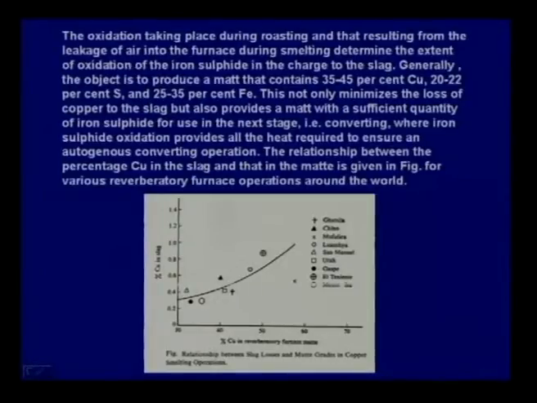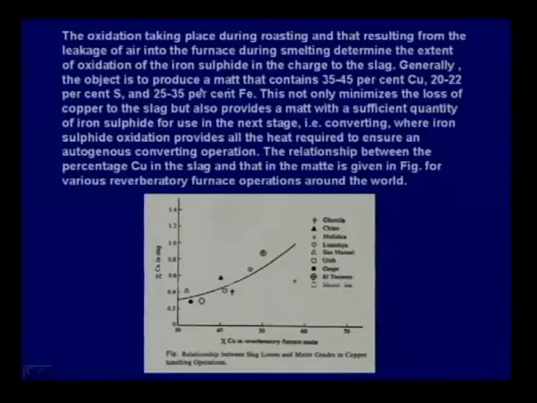Now, again I am repeating what I have said earlier, that the oxidation taking place during roasting and that resulting from the leakage of air into the furnace during smelting determines the extent of oxidation of the iron sulphide in the charge to the slag. During roasting, it is an oxidation process. There is some leakage of air also into the furnace during smelting. All these tend to oxidize iron sulphide to iron oxide, and it goes into the slag.